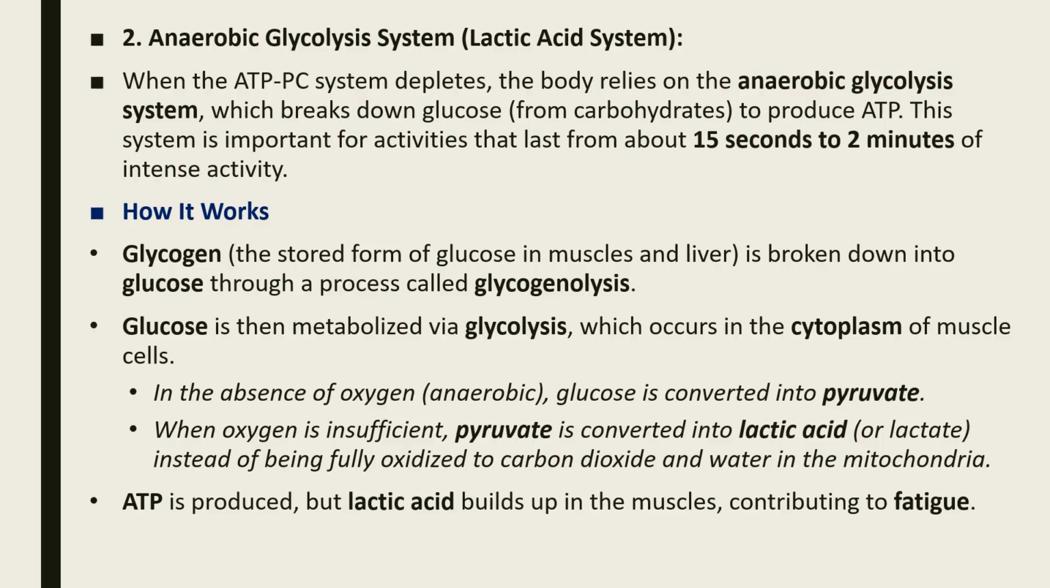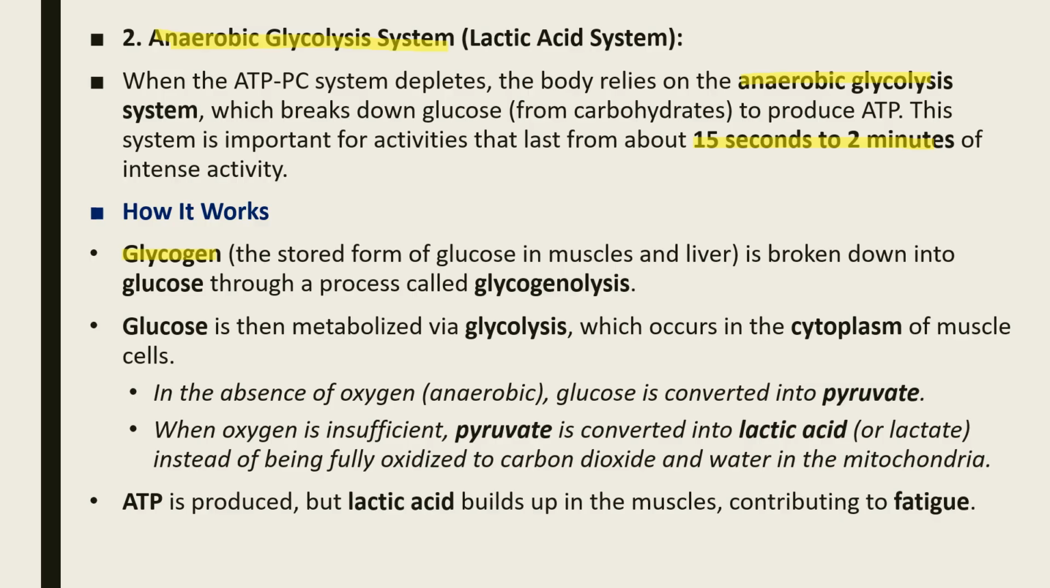Now, the second pathway by which the cell can make energy is known as the anaerobic glycolysis system, or lactic acid system. When the ATP-based system depletes, the body relies on anaerobic glycolysis. What is meant by anaerobic glycolysis? It breaks down glucose from carbohydrates to produce ATP. This system is important for activities that last from about 15 seconds to 2 minutes of intense activity, for example, when you are doing gym work.